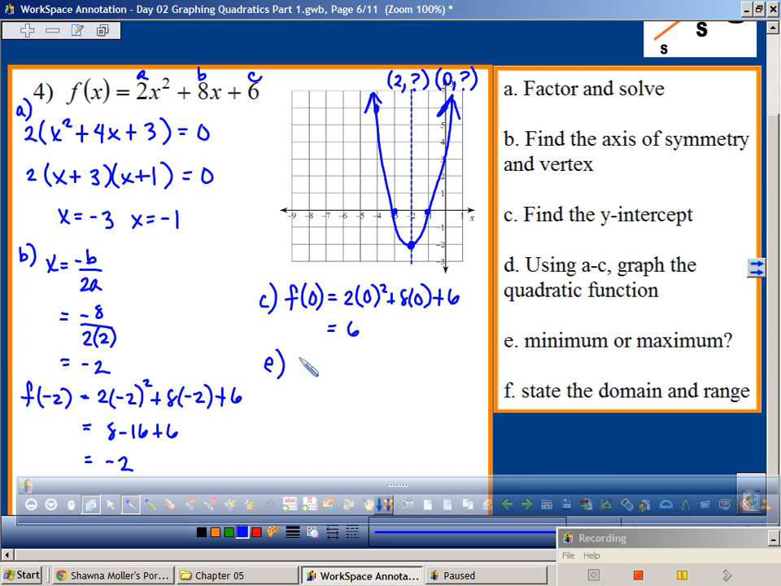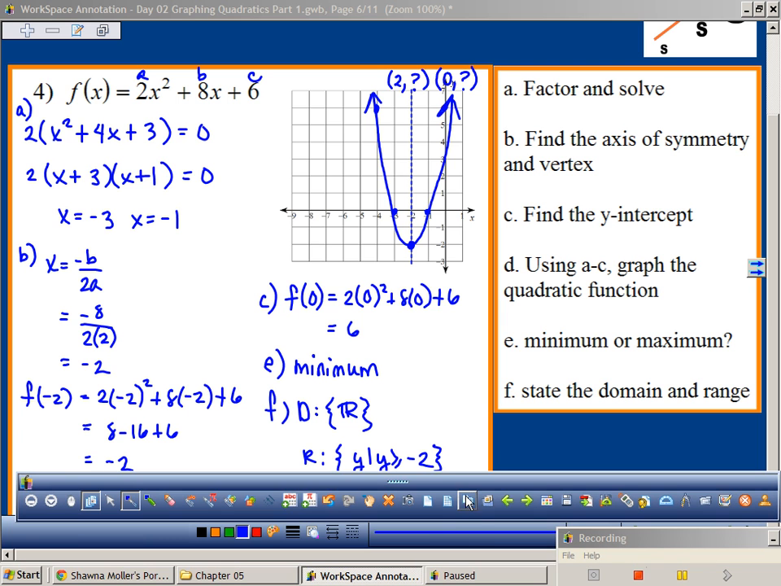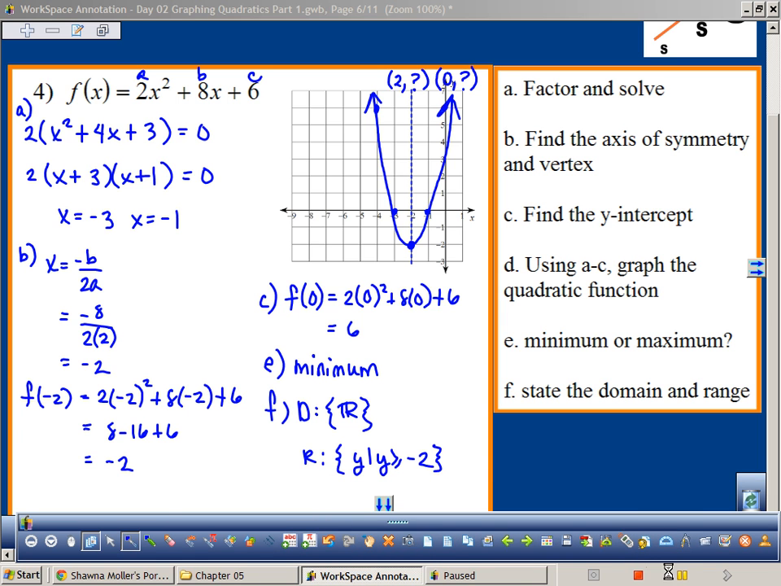E. Is this minimum or maximum? Minimum. What's my domain? All real numbers. And what's my range? Such that y is greater than or equal to negative 2. You guys got this now, huh? Questions on any of this? Off and running? Are you still copying? Okay, I'll wait a second before we go to the next.